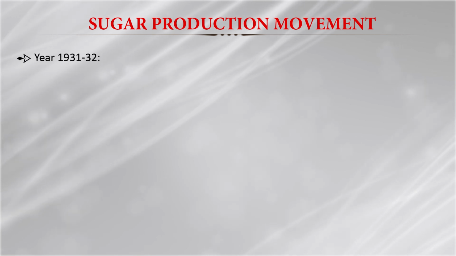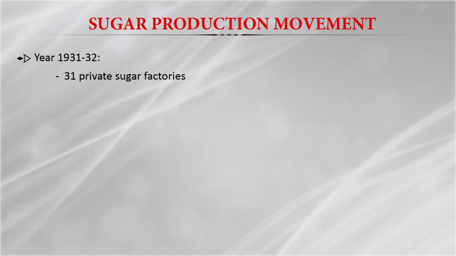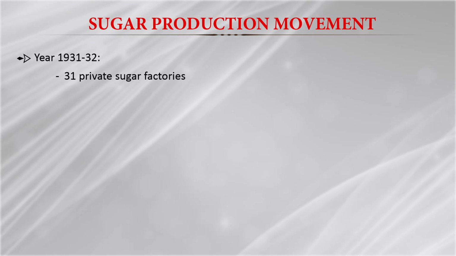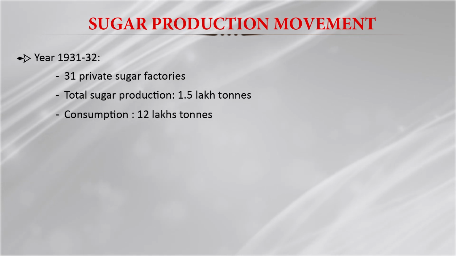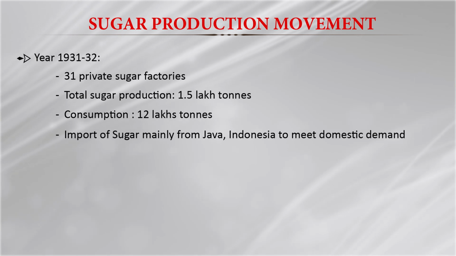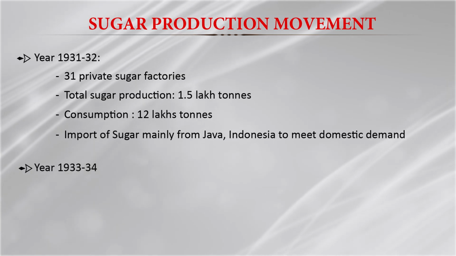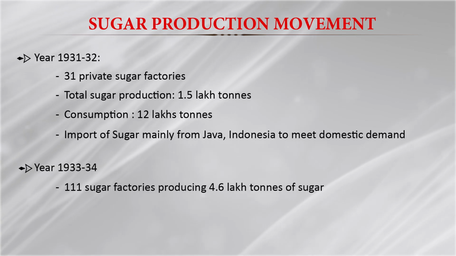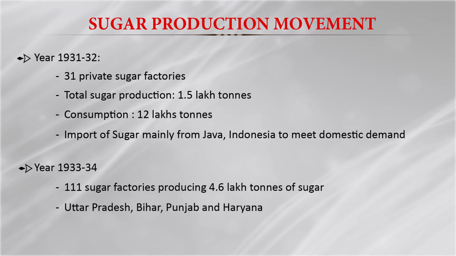We can say the organized sugar production movement started in the year 1931-32, when we had 31 factories for sugar production, established by private capitalists, and production was 1.5 lakh tons at that time. There was a demand of 12 lakh tons of sugar in the country, and we used to meet all this demand from imports. We used to import sugar from Java, from Indonesia, and in the year 1933-34 we had 111 sugar factories producing 4.6 lakh tons of sugar. Uttar Pradesh, Bihar, Punjab and Haryana were the major states where these sugar factories were established.